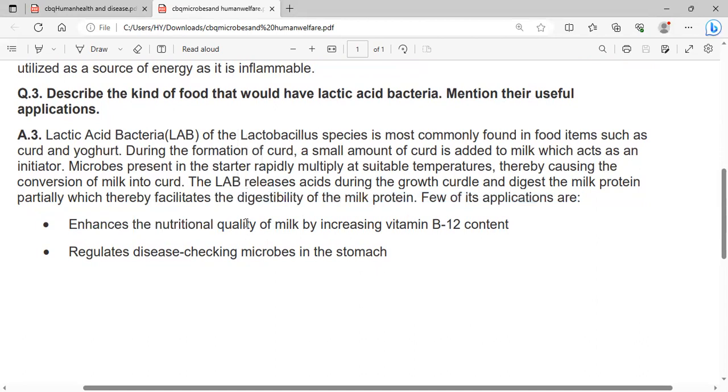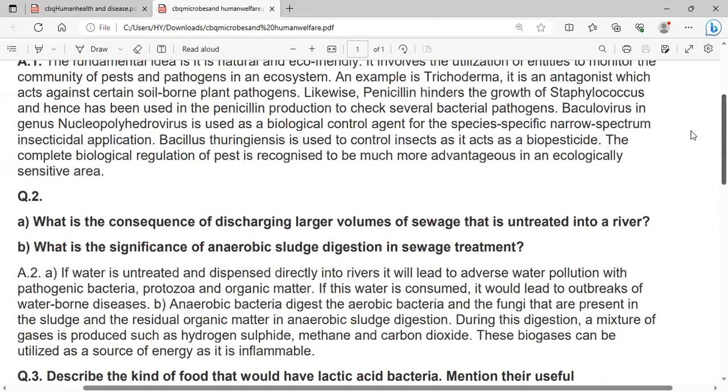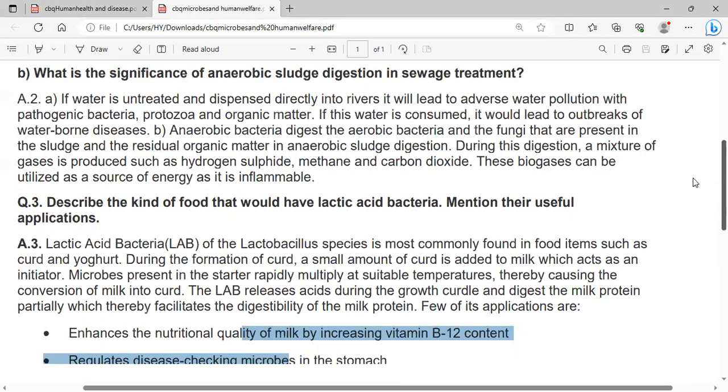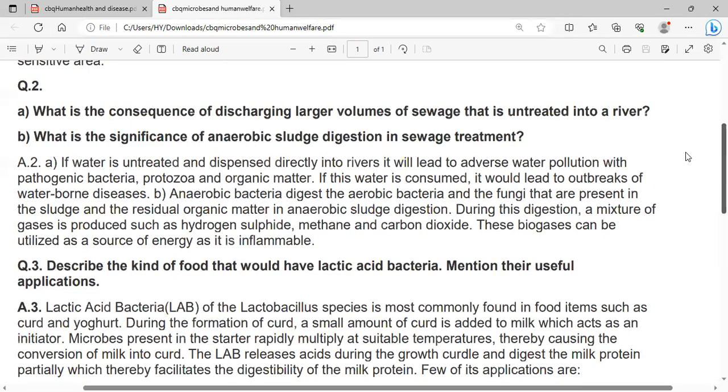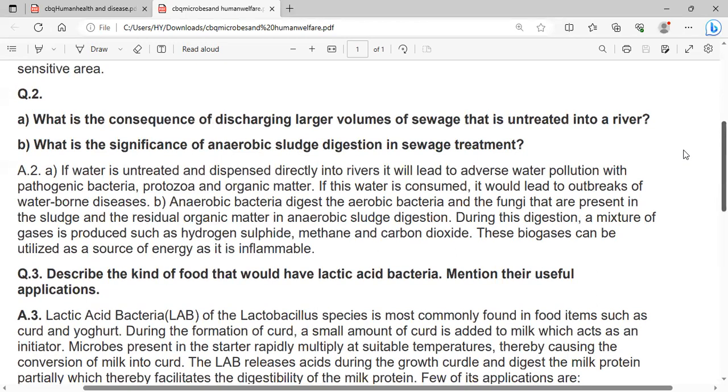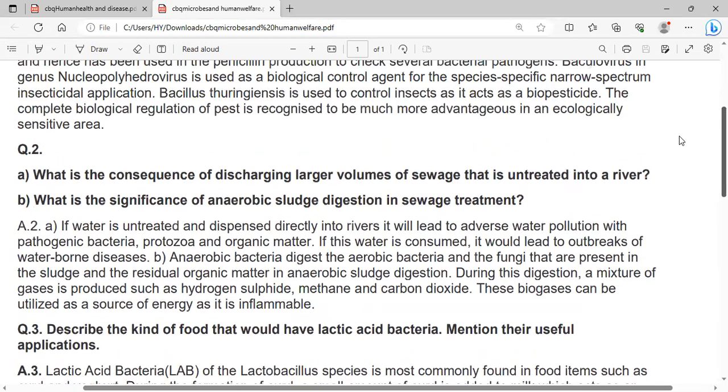Few of its applications are: enhance the nutritional quality of the milk. B12 मिल्क का बढ़ जाता है and regulate the disease checking microbes in the stomach. और डिजीज करने वाले माइक्रोब्स को स्टमक में चेक कर देता है. तो हमने 3 क्वेश्चन समझे. एक तो लैक्टिक एसिड बैक्टीरिया का काइंड ऑफ फूड, कर्ड में ये मिलते हैं और उनका यूजफुल एप्लीकेशन.